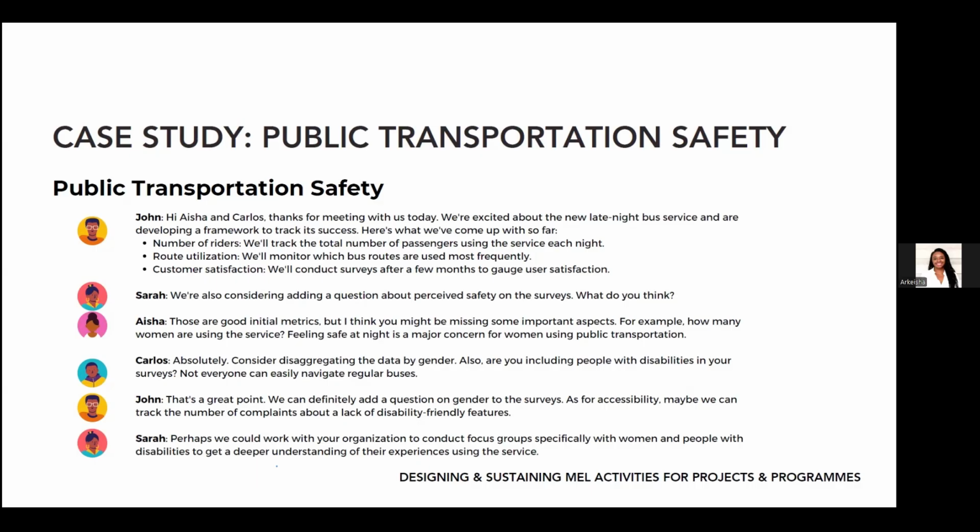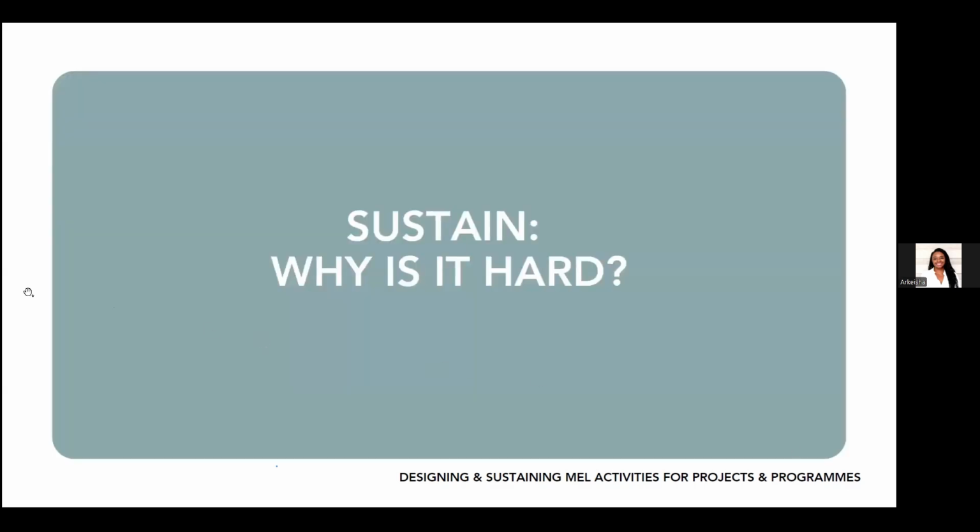Very well done. So this right here is our case study, looking at public transportation safety. So when you think about sustaining it, going over what they shared in terms of the program itself, of public safety, and then also the dialogue, what would make it hard to sustain? While we think about that, I'm going to go over a few strategies for sustainability.